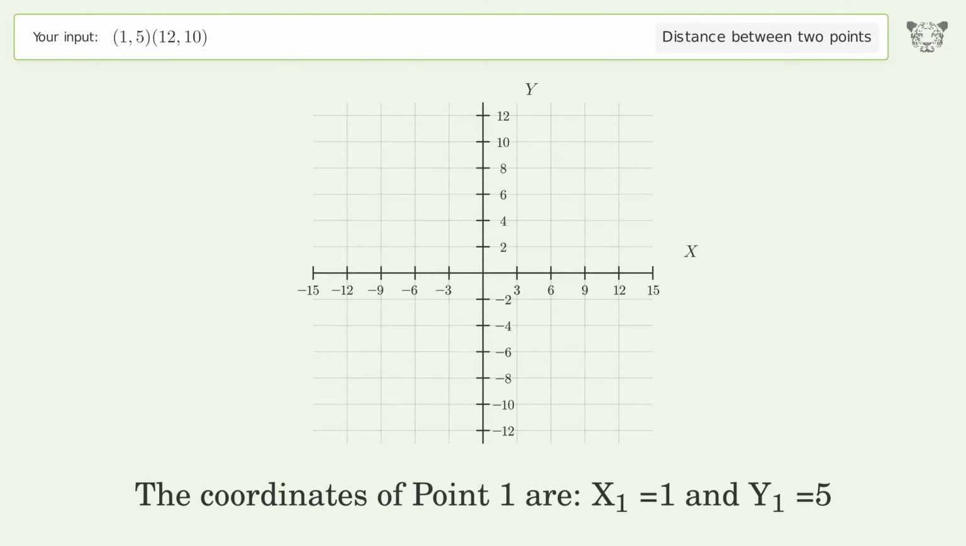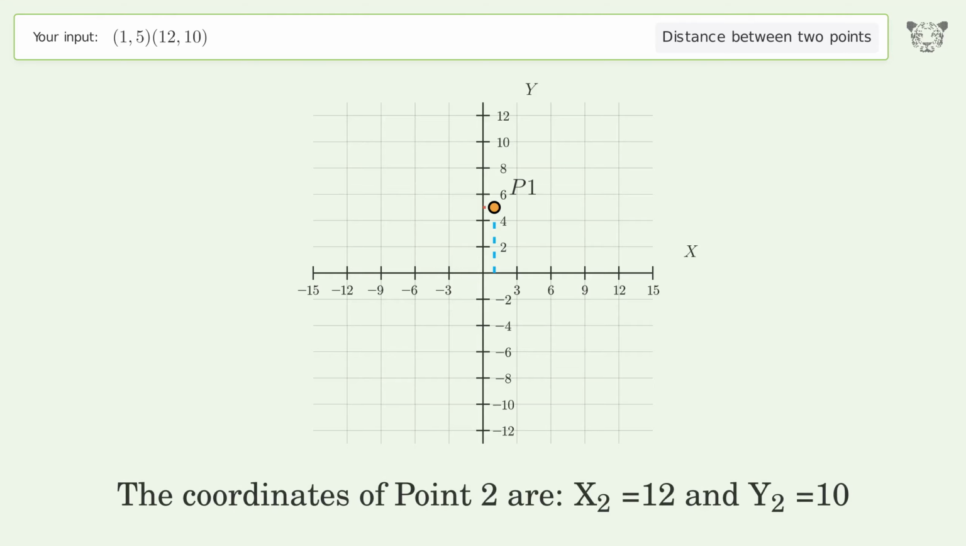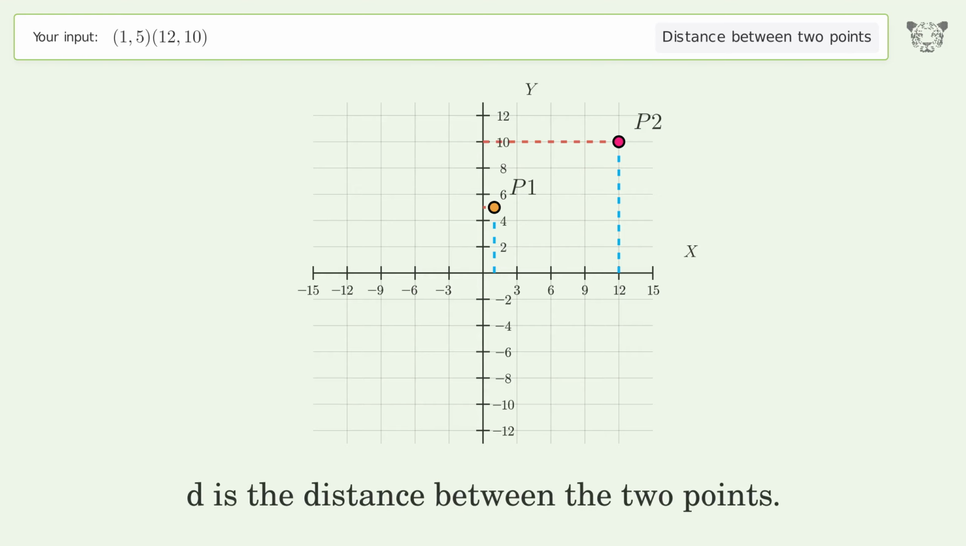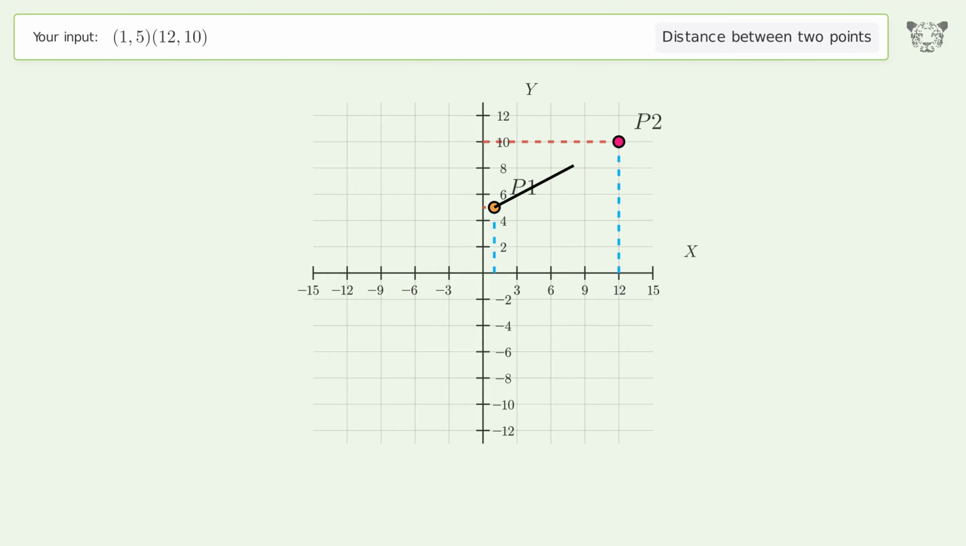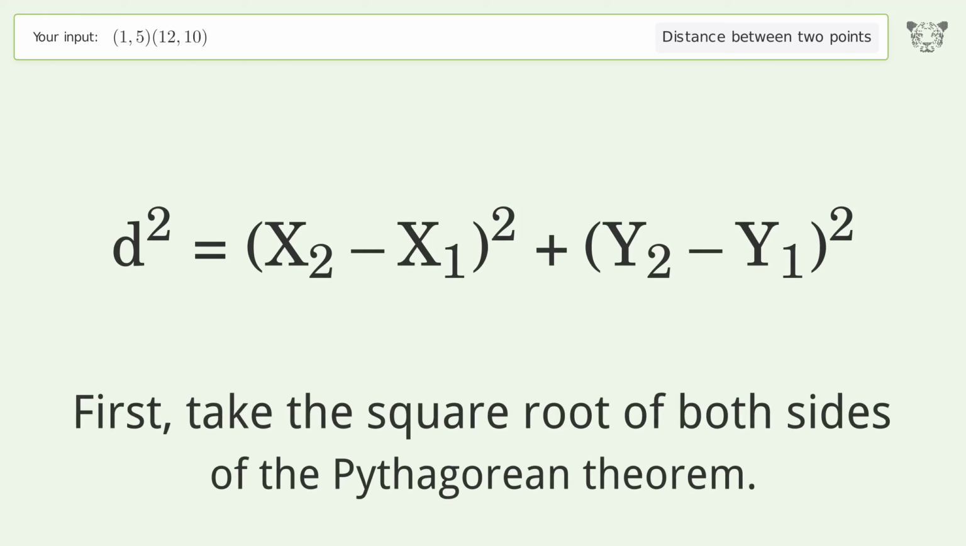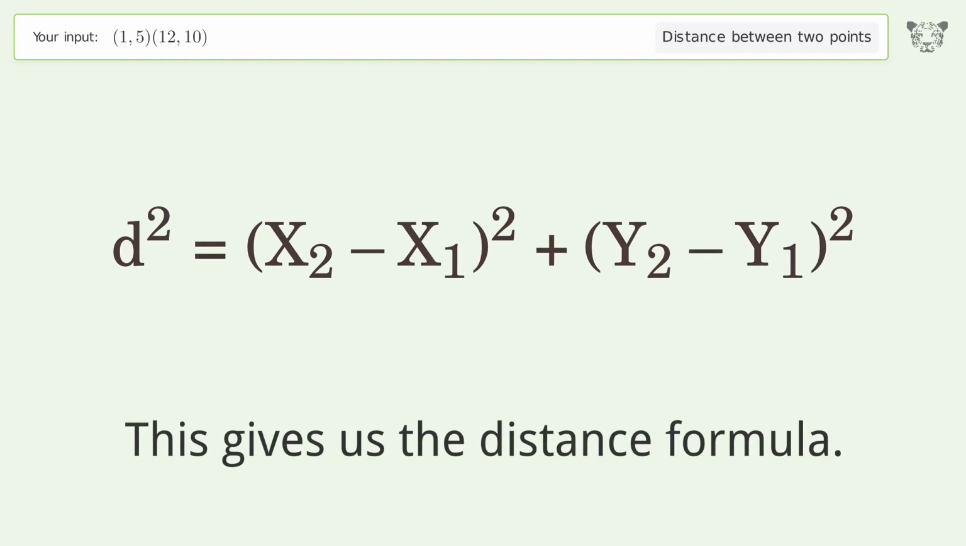The coordinates of point 1 are x1 equals 1 and y1 equals 5. The coordinates of point 2 are x2 equals 12 and y2 equals 10. D is the distance between the 2 points. First, take the square root of both sides of the Pythagorean theorem. This gives us the distance formula.